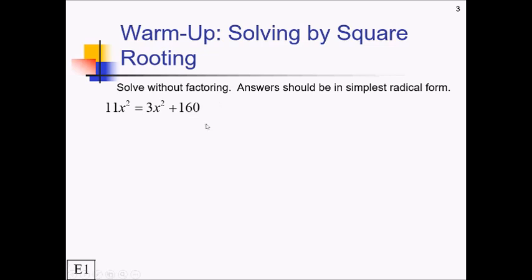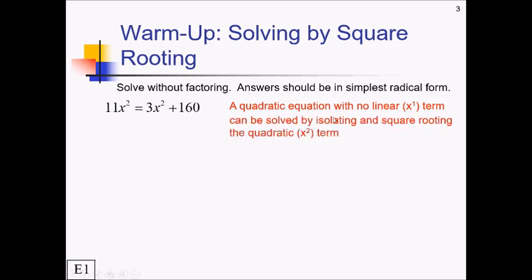So the key situation here is a quadratic equation that doesn't have a linear term. Notice there's no x to the first power anywhere in here, unlike the ones we've done before. These can actually be solved by isolating and square rooting the quadratic term. So in other words, basically just getting x squared by itself on one side, some number on the other side, and taking the square root. So with that in mind, see if you can go ahead and solve this equation by square rooting.